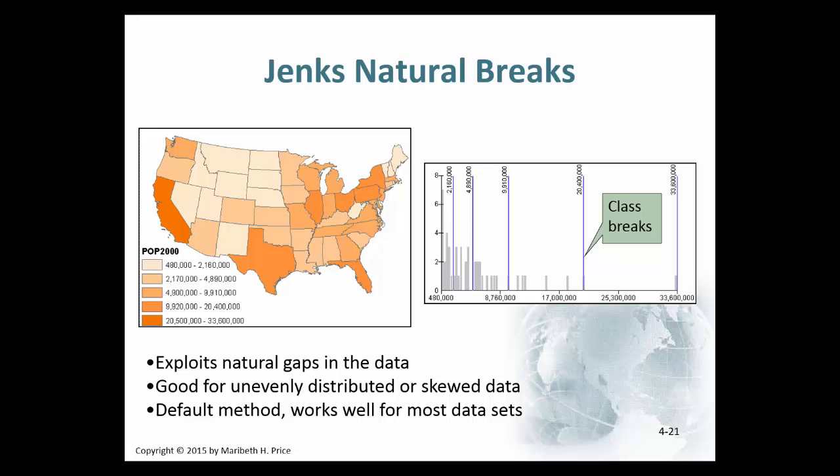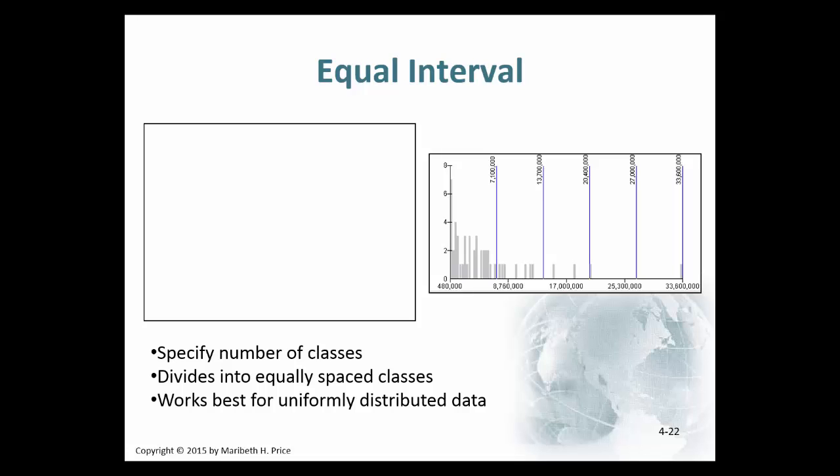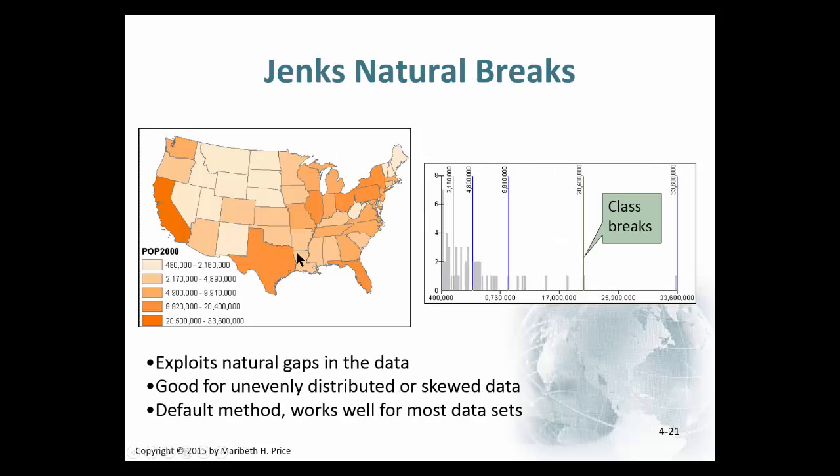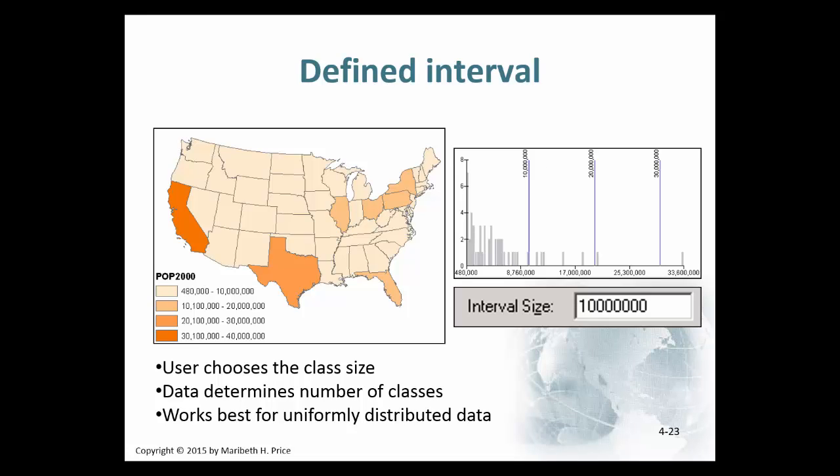Jenks, or natural breaks method, exploits naturally occurring gaps in the data, good for unevenly distributed or skewed data, and is the default method which works well for most data sets. Equal interval allows you to specify the number of classes, and the software divides into equally spaced classes. Works best for uniformly distributed data.